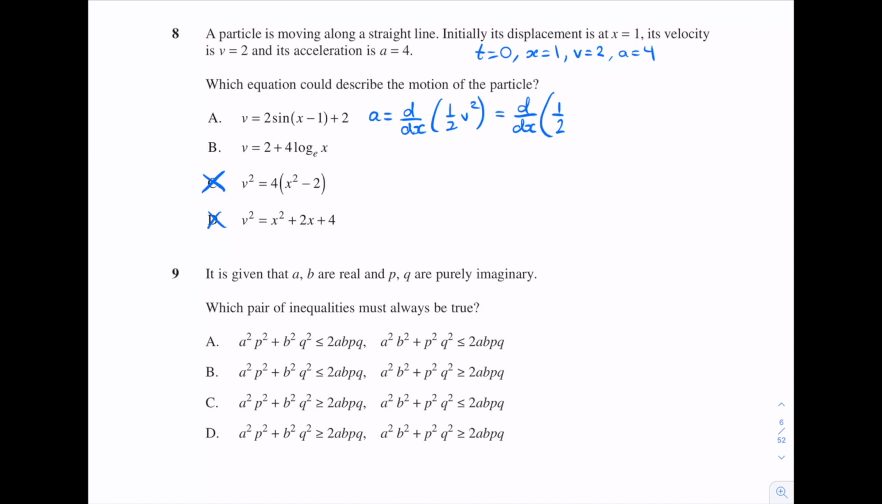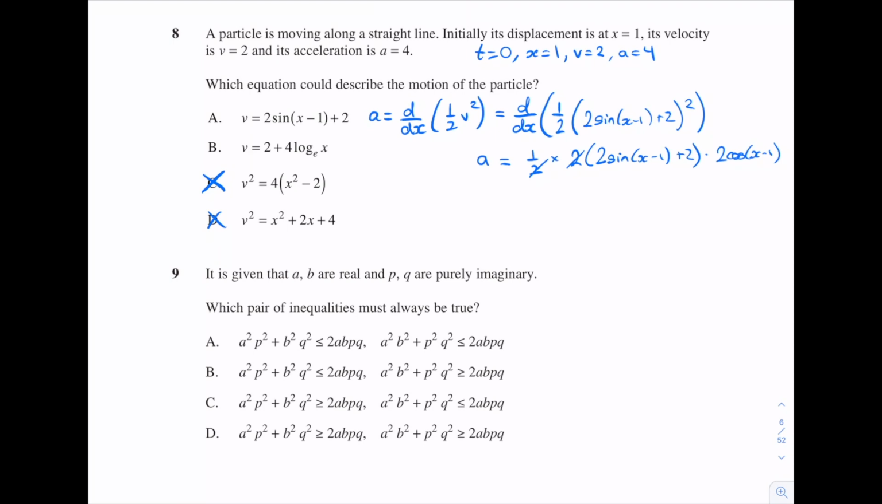V squared, so that's going to be 2 sine of x minus 1, plus 2, squared. Okay, we can pull out the half from the derivative, and then we're going to use the chain rule. So bring down the power, 2 sine of x minus 1 plus 2, multiplied by the inside derivative, which is, let's see, 2 cos of x minus 1. So that's our acceleration. We can see that the 2 and 2 cancel as well.